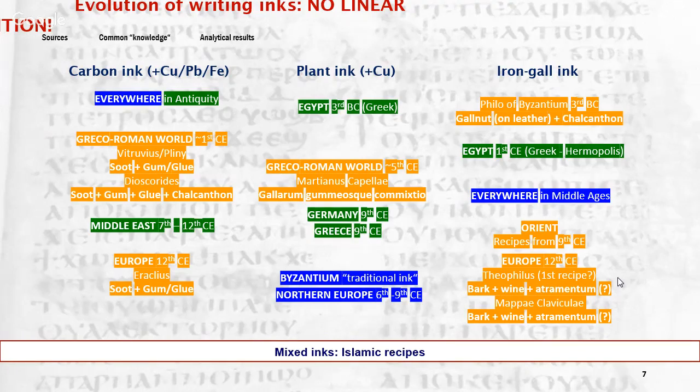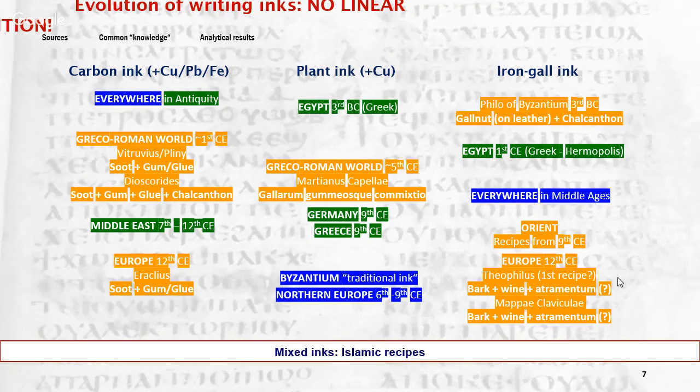And finally, iron gall ink. This kind of ink that everyone thinks appeared just in the Middle Ages, from the Middle Ages onwards. Well, no. The first evidence of iron gall ink we have comes from a documentary text from Egypt, written in Greek, coming from Hermopolis, dating to the 1st century. So way, way before the Middle Ages. And then we also have our mixtures that unfortunately we're still not able to place in this sort of timeline.